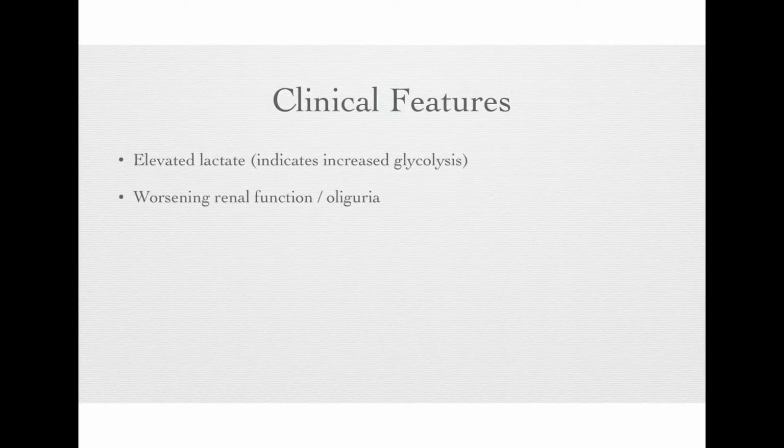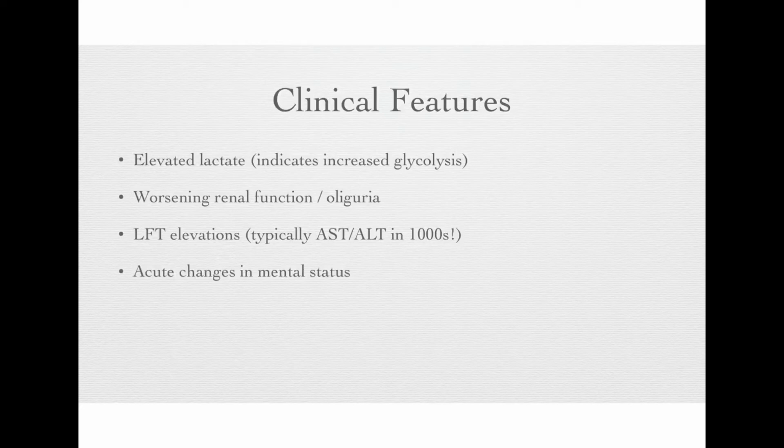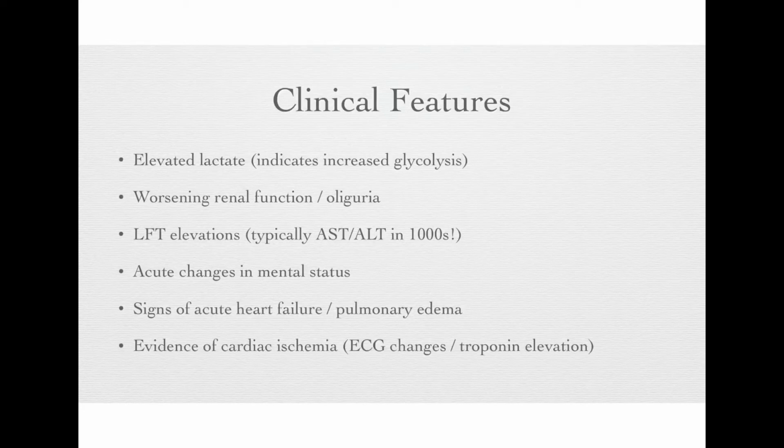Worsening renal function or oliguria, which is suggesting that the kidneys aren't being adequately perfused. Marked increase in liver function tests, particularly the transaminase levels, which can often be in the thousands. This pattern is often referred to as shock liver. Any acute changes in the patient's mental status, which indicates decreased perfusion to the brain. And evidence of decreased perfusion to the heart can manifest as acute heart failure with pulmonary edema, or evidence of cardiac ischemia, which can be through ECG changes or new troponin elevations.